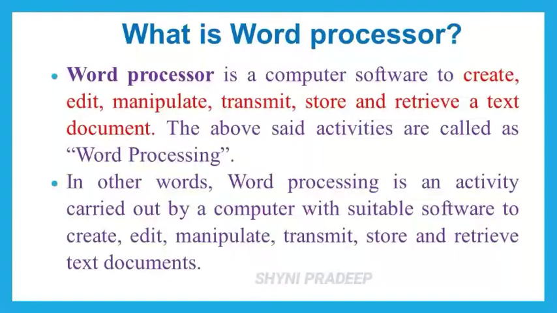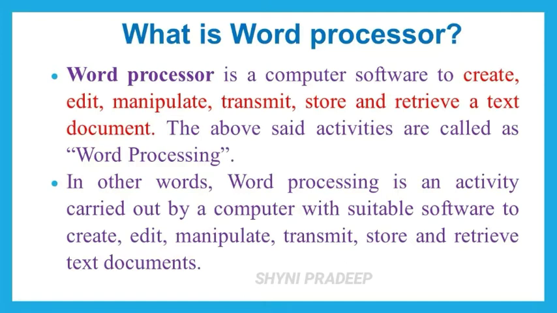So first let us see what is word processor. Word processor is a computer software to create, edit, manipulate, transmit, store and retrieve a text document. In other words, word processing is an activity carried out by a computer with suitable software to create, edit, manipulate, transmit, store and retrieve text documents. So, word processor is nothing but computer software. It is used to create, edit, manipulate, transmit, store and retrieve text documents.